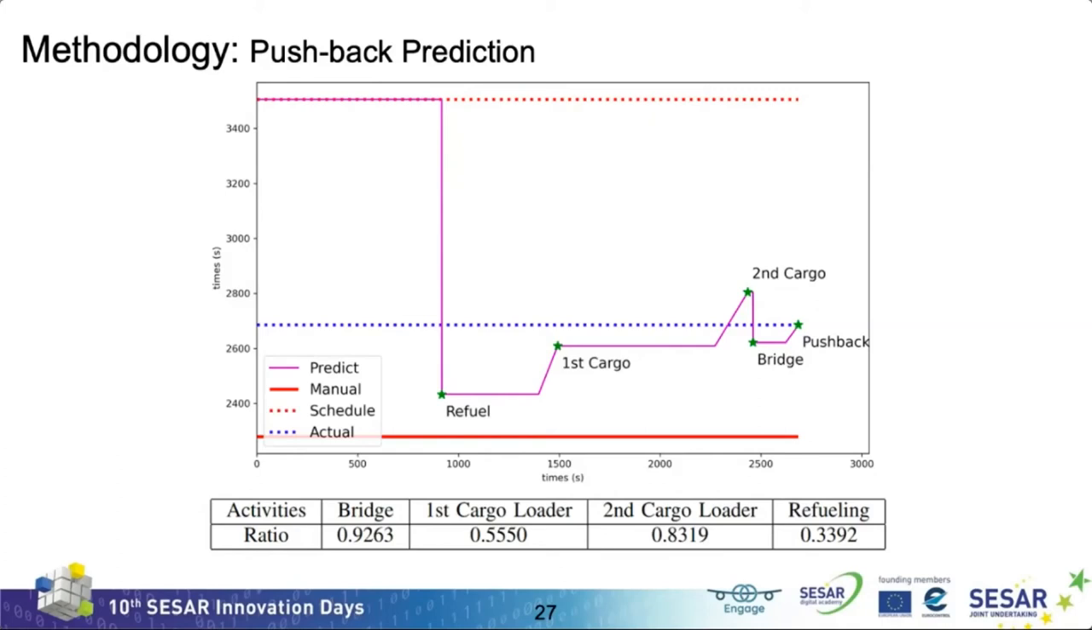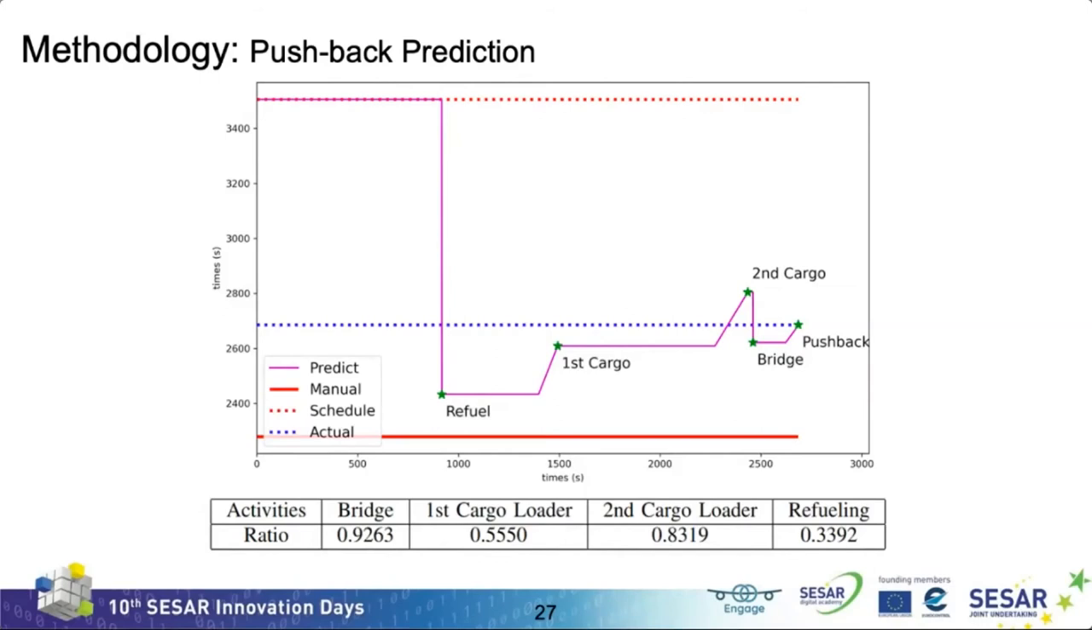It remains at this value until the first activity, refueling, finishes. Since the refueling activity ends early, the predicted pushback time drops significantly. After that, the predicted time slowly increases as the first cargo loader does not finish early, as refueling did.